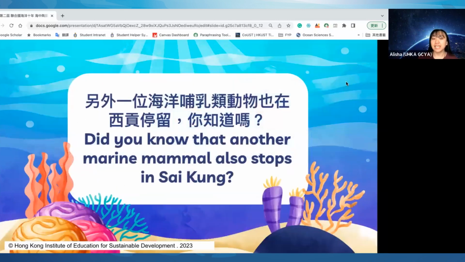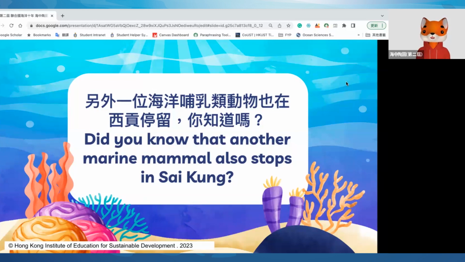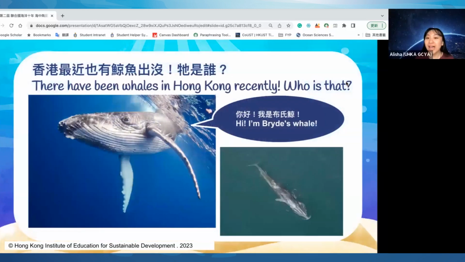So recently, another marine mammal also stopped in Hong Kong, especially in Sai Kung. Have you ever checked out the recent news? Is it a whale in Sai Kung? Yes, it is a whale. This is a Bryde's whale. It rarely comes to Hong Kong.